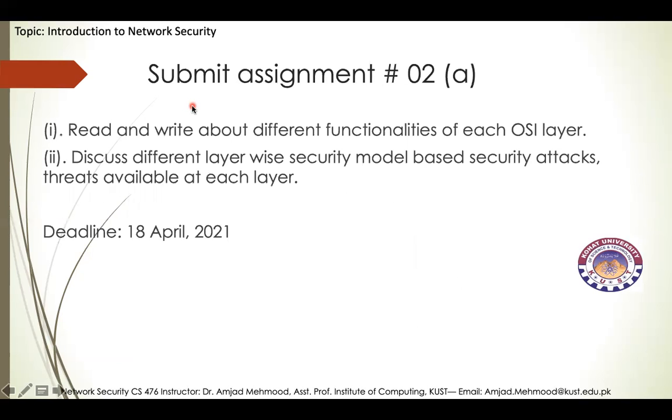Now, with that, this is your assignment. Read and write about the different functionality of each OSI layer. I want to overview or revise your OSI layers, which you have studied in data communication, so that you get revised what you have studied, and you will get the interpretation of the same in our network security. Discuss different layer-wise security model based security attacks, threats, and availability at each layer.